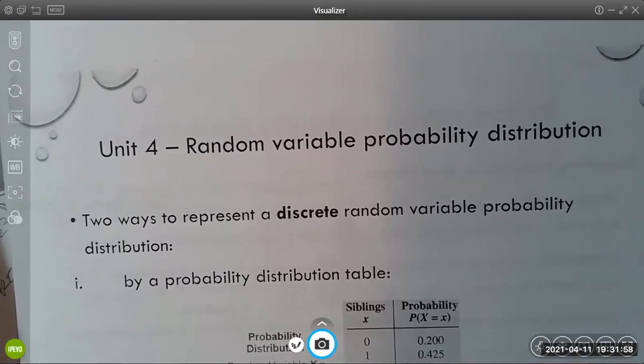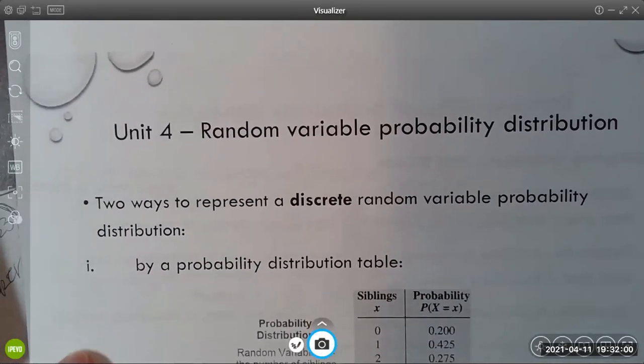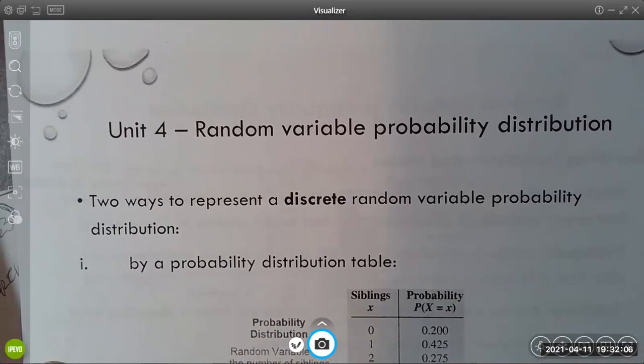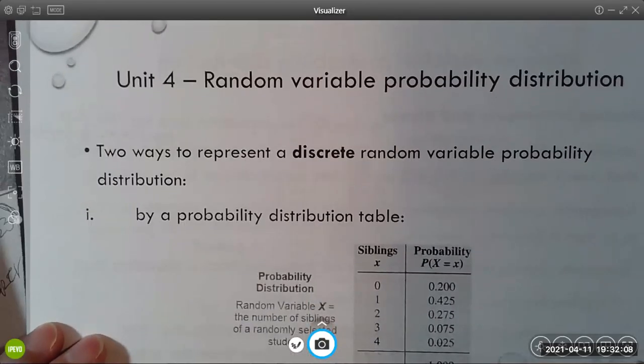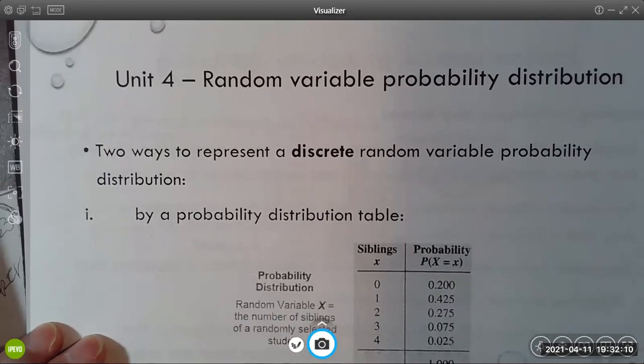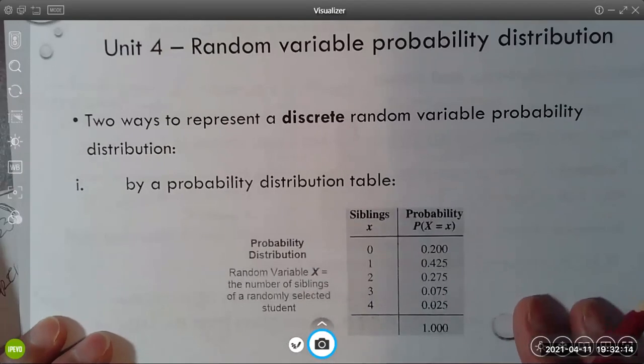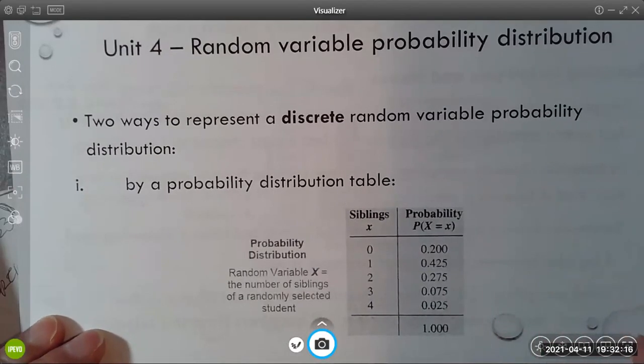Okay, now first, this is about how to represent a discrete random probability distribution. Basically, there are two different ways to represent the probability distribution. Later on, we do calculation itself.